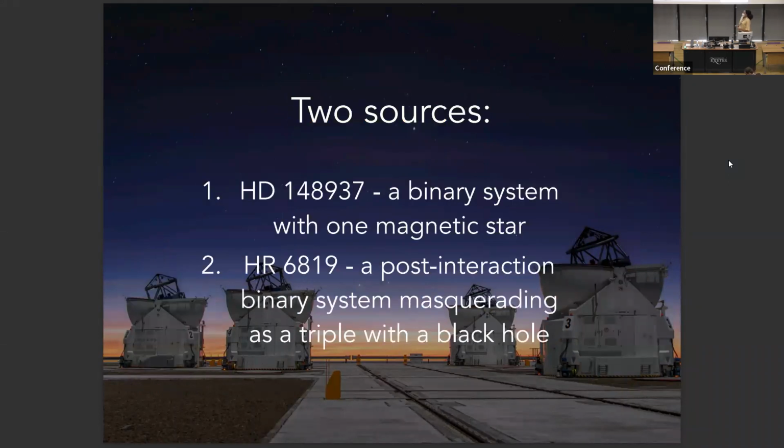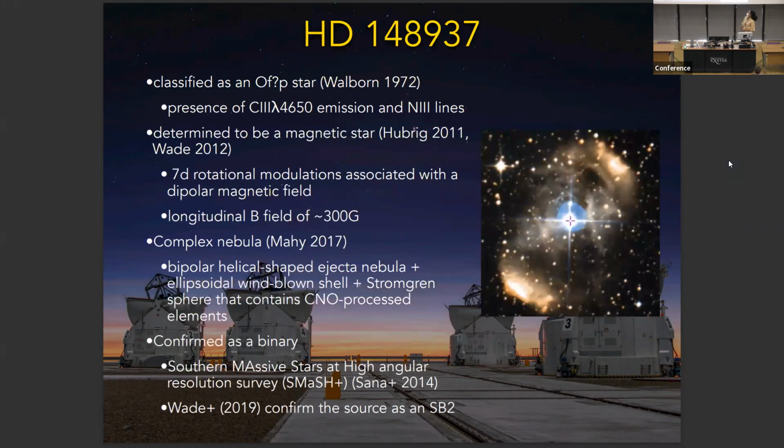So there are two sources that I want to mention today. And the first is HD 148937, which is a pretty cool system because it seems to have one magnetic star. To give a bit of background on this system, HD 148937 is classified as an Ofp star, which is a very rare subset of O-type stars, of the most massive stars. This class of star was defined by Walborn in 1972, and they're characterized by the presence of certain spectral lines in their spectra, which are associated with the magnetic properties of the stars.